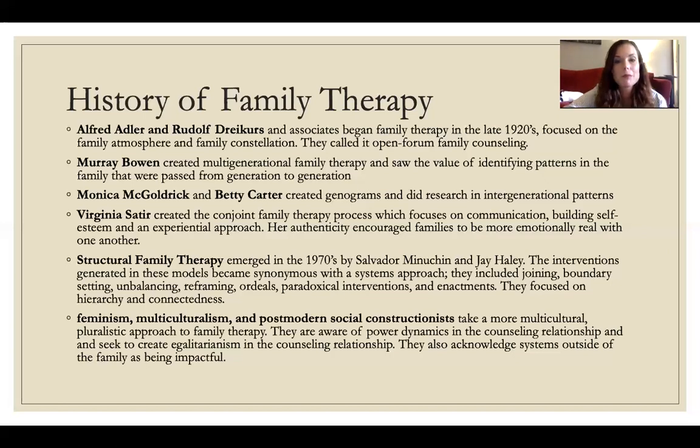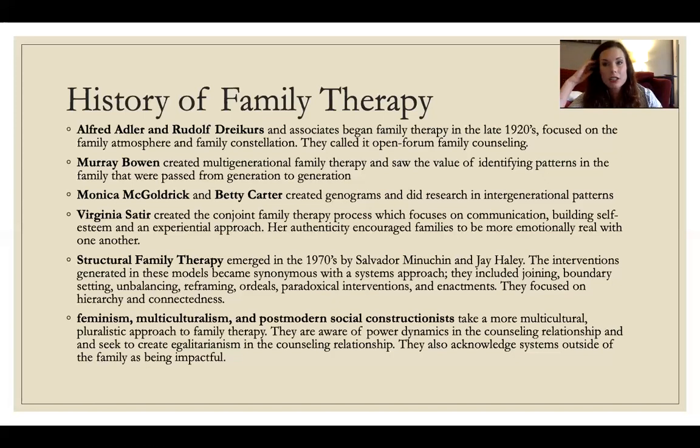Structural family therapy emerged in the 1970s by Salvador Minuchin and Jay Haley. The interventions generated in these models became synonymous with a systems approach. They included joining, boundary setting, unbalancing, reframing, ordeals, paradoxical interventions, and enactments, and they focused on hierarchy and connectedness. So kind of the main thing here is they looked at the structure of the family and tried to find where there was a lack of balance.